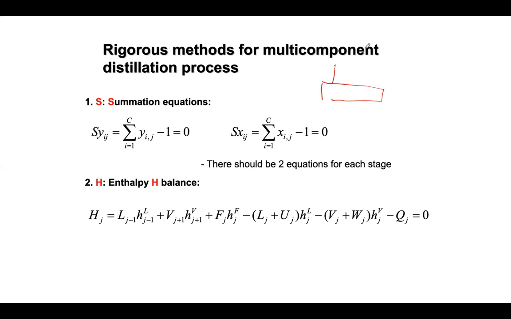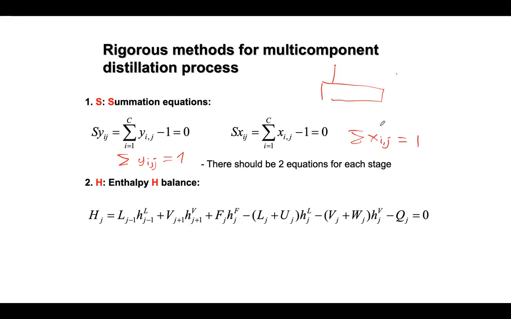Okay, so if we want to make this one equal to 0, this is based on sigma Yij equal to 1. This one also comes from sigma Xij equal to 1. So if we want to have the equation equal to 0, this also has minus 1. Okay.